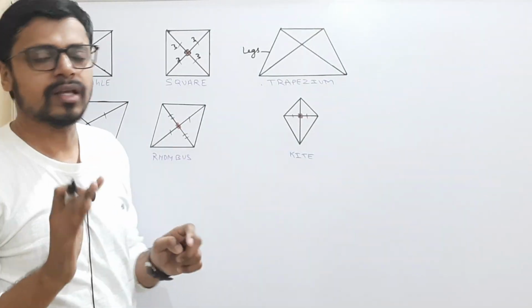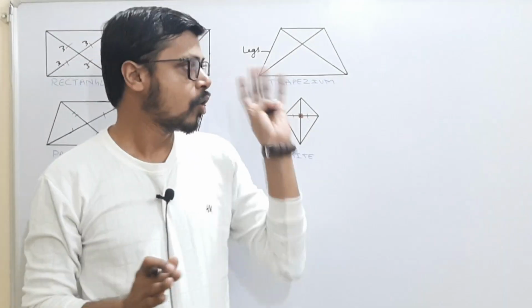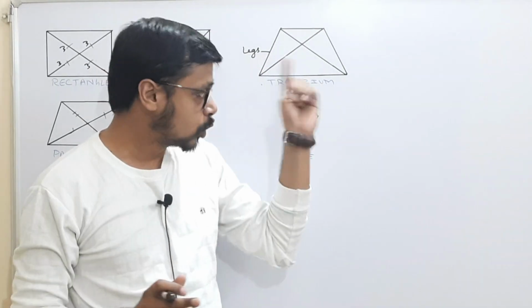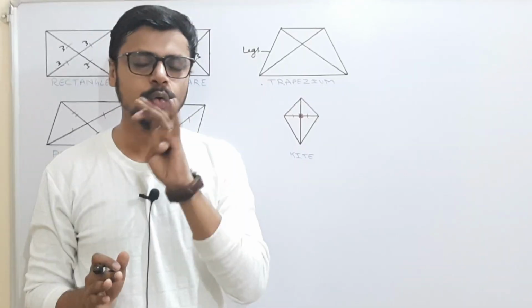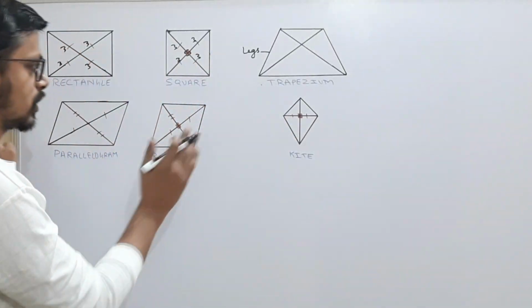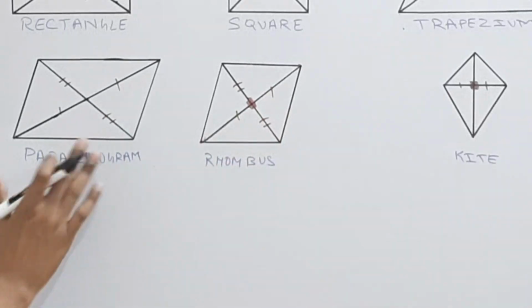Dear students, at the end of the video, I am going to upload one chart, one diagonal chart for all these 6 diagrams, including the trapezium and isosceles trapezium. So your concept will be clear if you will go through that table. Now, the remaining 3 different kinds of quadrilateral we are going to see.